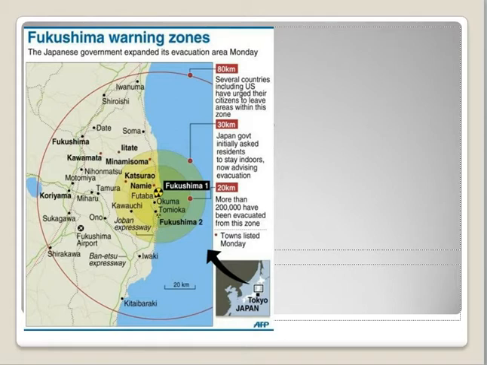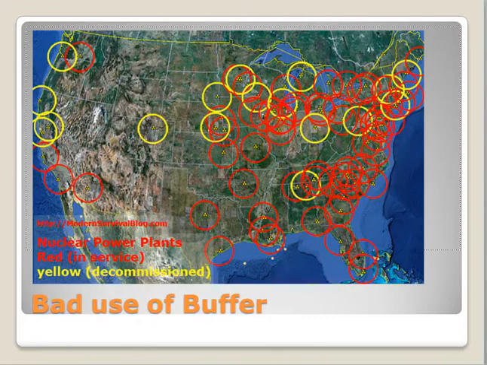When the earthquake happened in Japan several years ago, they created circular buffers around the Fukushima power plant to delineate the different distances that were in danger: 20 kilometers, 30 kilometers, 80 kilometers. So you see buffers used all the time, sometimes effectively, sometimes not very effectively.